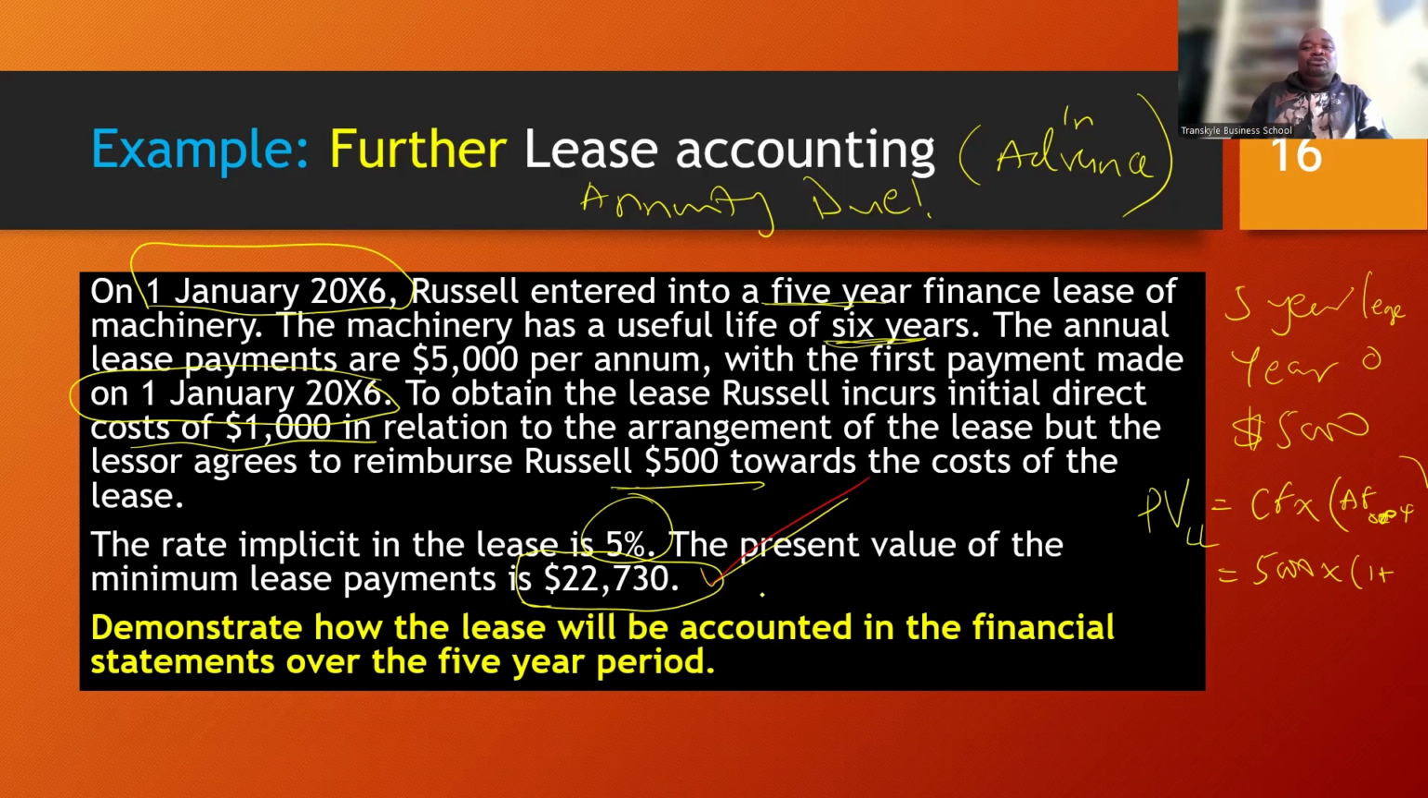Okay, now let us demonstrate how this lease will be accounted for in the financial statements over the 5-year period. And like I said, all this information is not going to be given to you. No one is going to tell you over the 5-year period or what, because you need to lead yourself to see that this lease is a 5-year lease, just using the principles.